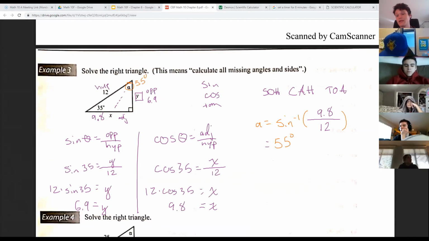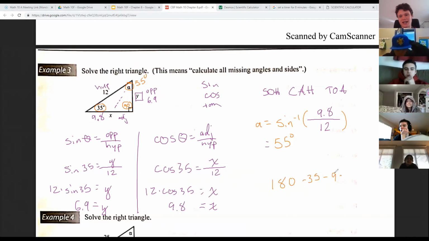There's another way to find the angle. If we know that this is 90 and this is 35, how many degrees do all the angles in a triangle add up to? They add up to 180. So we could go 180 minus 35 minus 90, since we have a 90-degree angle there. That will equal 55 degrees.